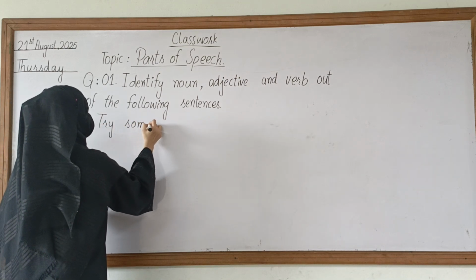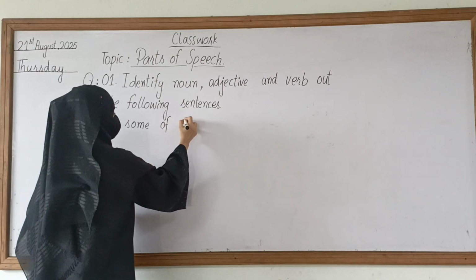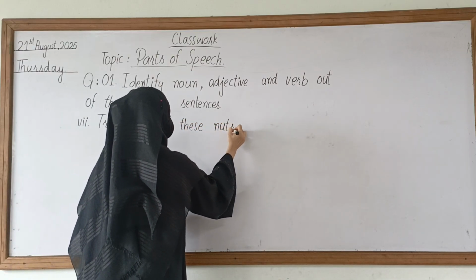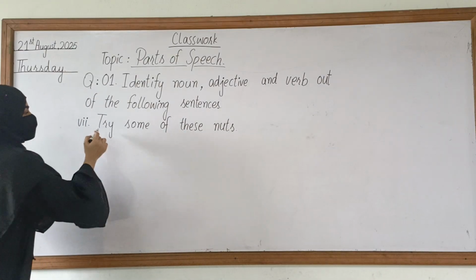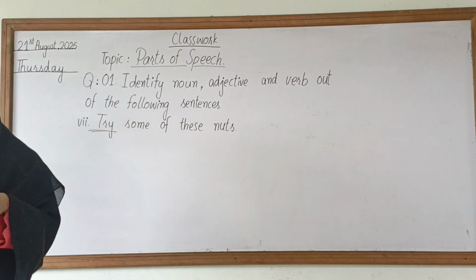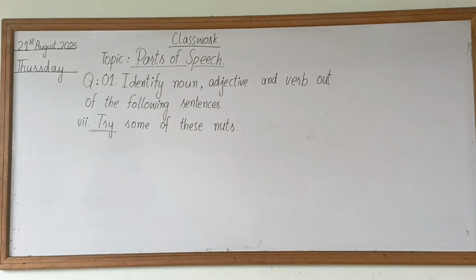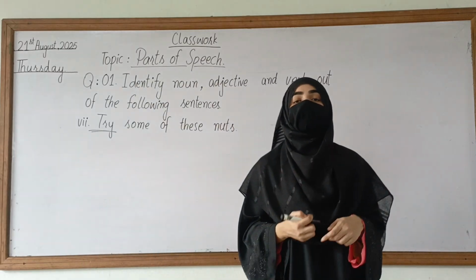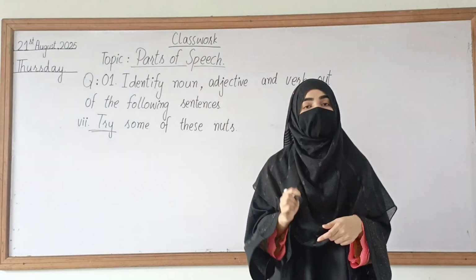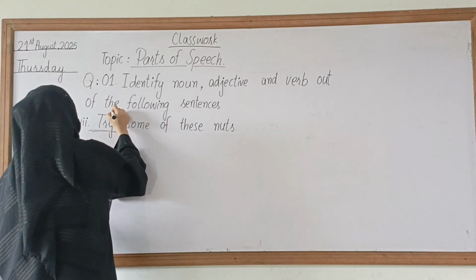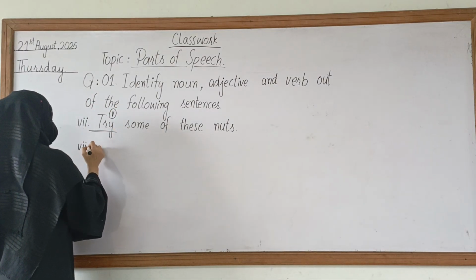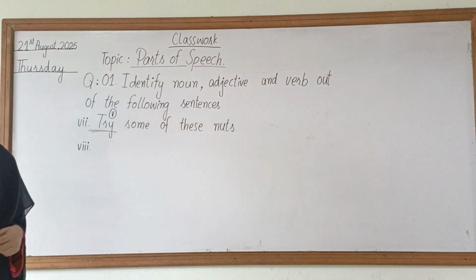Try some of these nuts. The underlined word in this sentence is try. So try is another class. Try means koshish karna. So koshish karna is a word, or any action is called a verb. So try would be a verb.